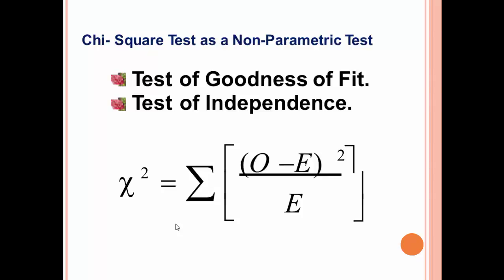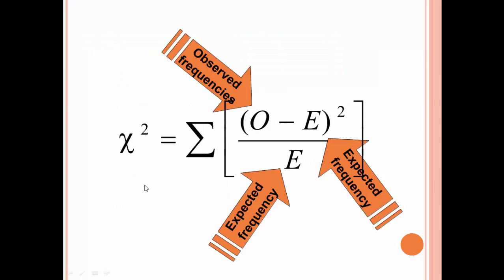Chi-square test as a non-parametric test: test of goodness of fit and test of independence. Chi-square equals summation of (O minus E) whole squared upon E, where O represents observed frequencies and E represents the expected frequencies.